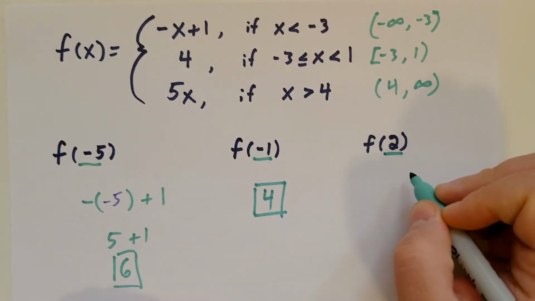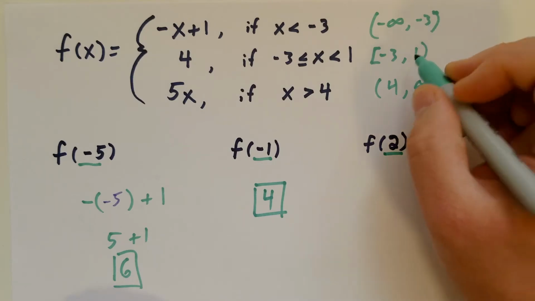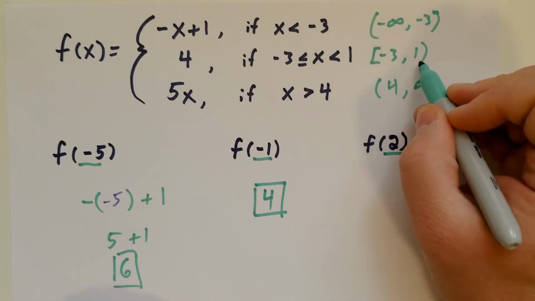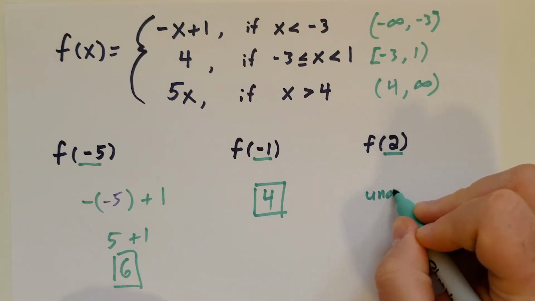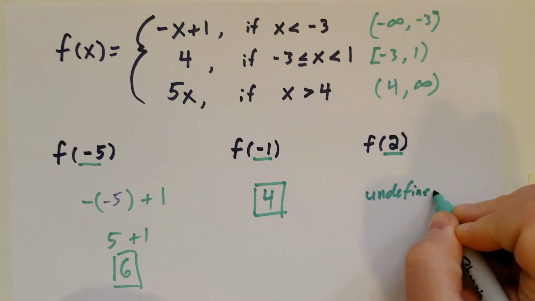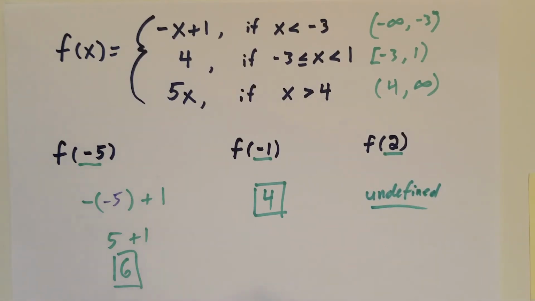Next, if we want to look for f of 2, 2 is not between negative infinity and negative 3. 2 is not between negative 3 and 1. 2 is not greater than 4, so 2 is not actually in the domain of this function, so there is no output corresponding to 2.